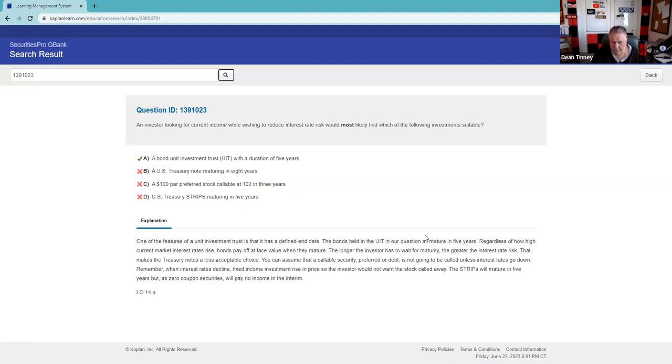Let's see what they tell us about this preferred stock. You can assume that a callable security, preferred or debt, is not going to be called unless interest rates go down. Remember, when interest rates decline, fixed income investments rise. And so the investor would not want the stock to be called away. The strip in 5 years has no coupon and pays no income in the interim.